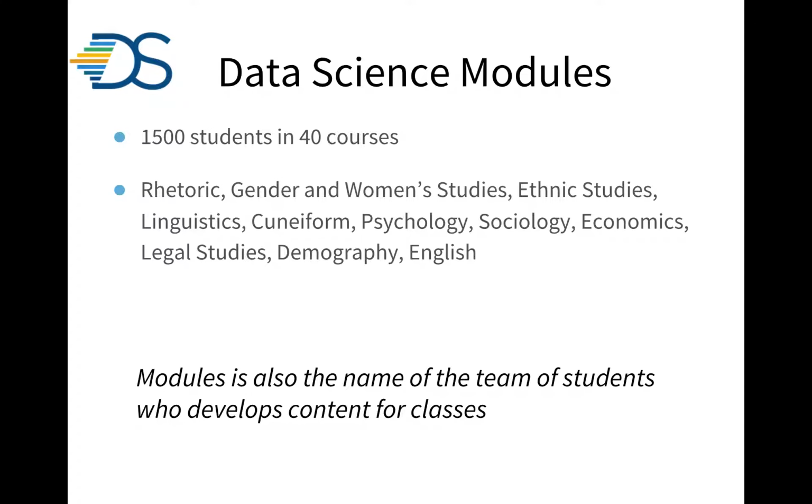Modules, we have these all over the place. We'll go and browse these later, but we've done rhetoric, gender and women's studies, ethnic studies, linguistics, cuneiform, psychology, sociology, economics, legal studies. So our goal is to interact with humanities and social science and not have data science be something that's stuck in the STEM corner of campus, right? Our goal is to get out there, find people that want to work with us.